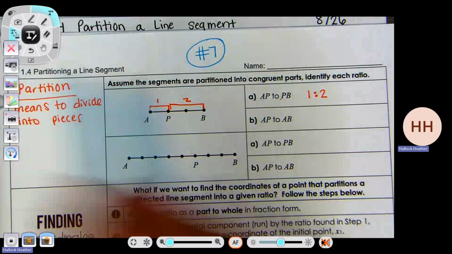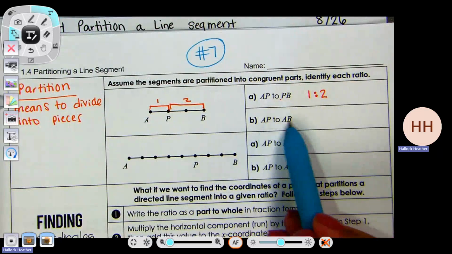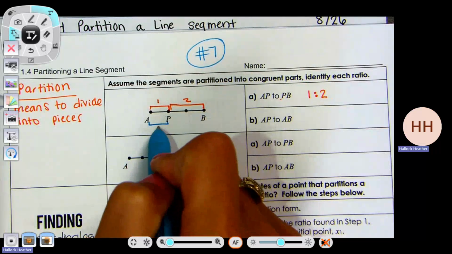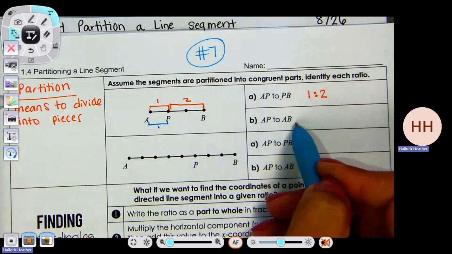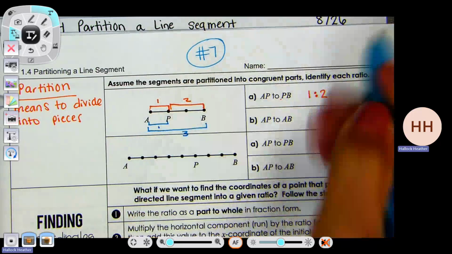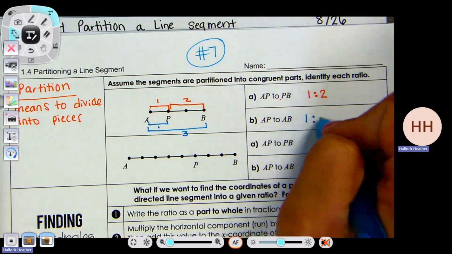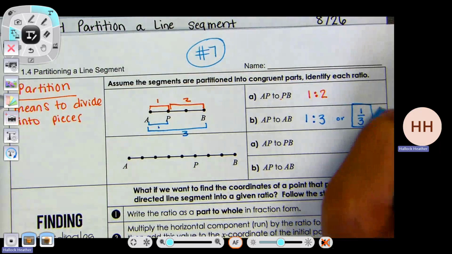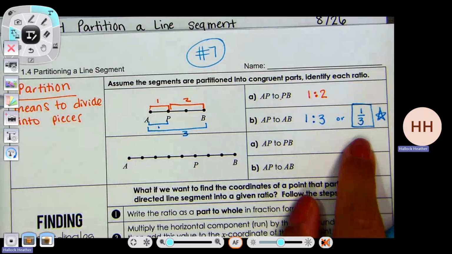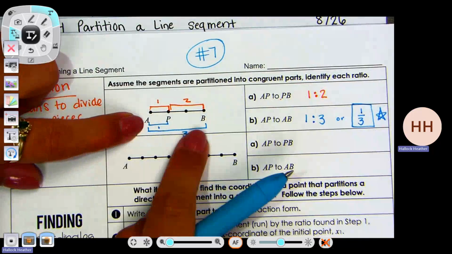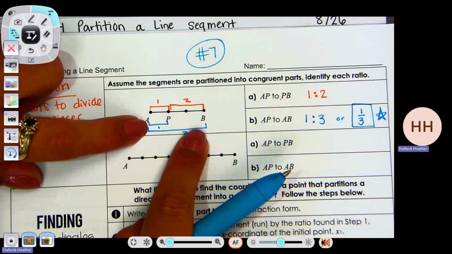Okay, let's do the next one. It says A to P to A to B. So A to P is 1. What about A to B? 3. So this is technically 1:3. And the way we're going to write this is 1/3 for this one, because this is how we're going to write it today for our math equations. You're going to need it from piece to whole line segment. So if they give it to you like this, you're going to have to rewrite it like this.